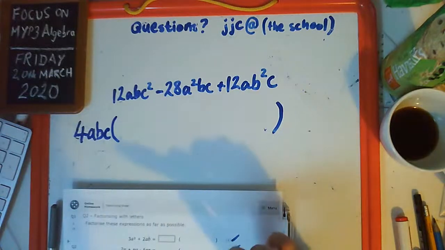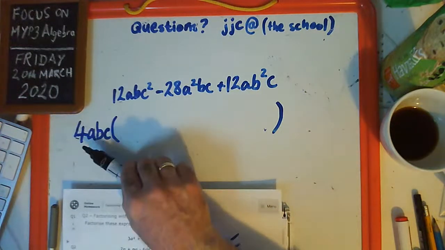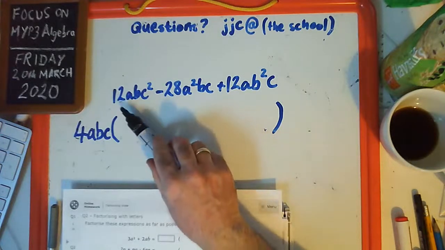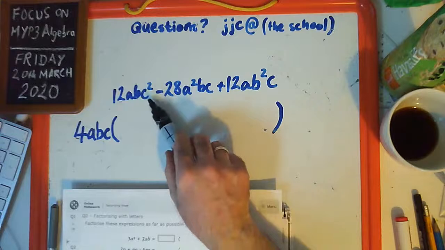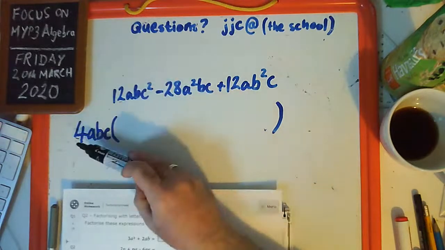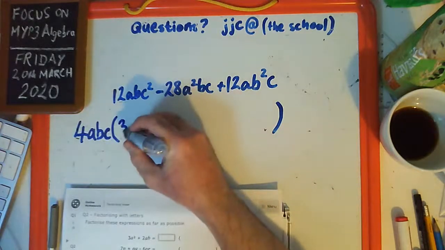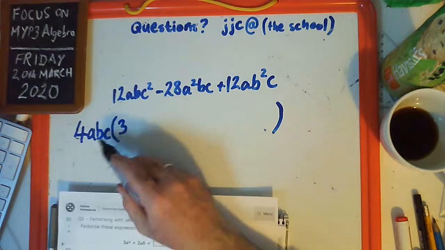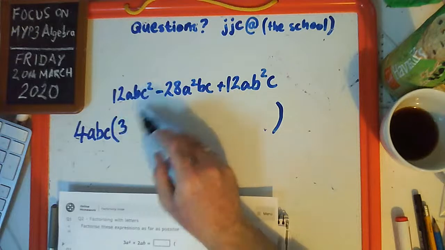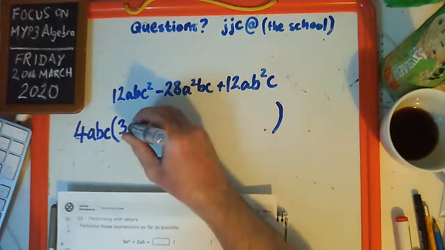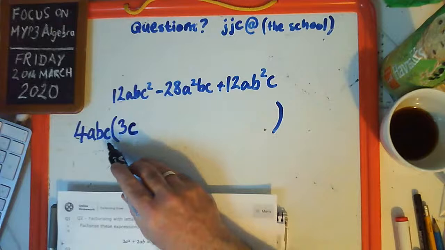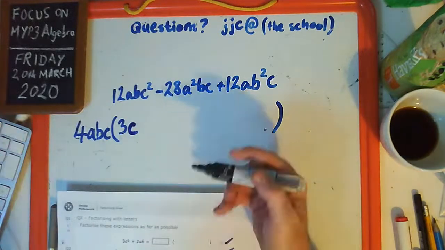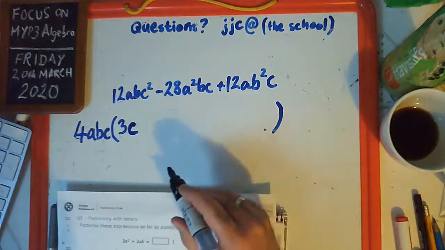So now I'm asking myself the question, 4abc times what inside the brackets will give me 12abc squared. Okay, so I'm going to need to have a 3 there so that I get 4 times 3 is 12. I've got the a, I've got the b, but then I'm trying to get a c squared. So I'm going to have to stick a c there so that c times c will give me the c squared. Okay, so that's the first term.